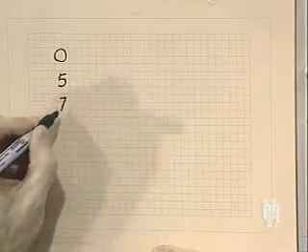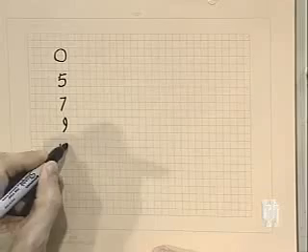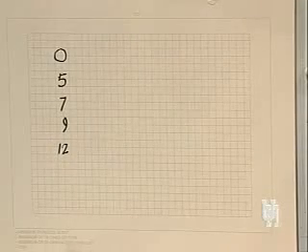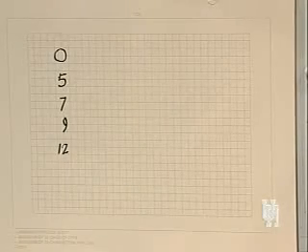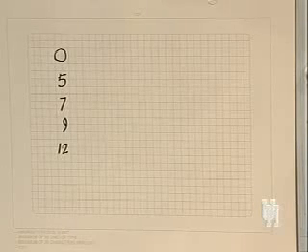If we were to deal with a different set of scores, 0, 5, 7, 9, and 12. We have 5 scores. Would you agree that the median would be the third highest score?